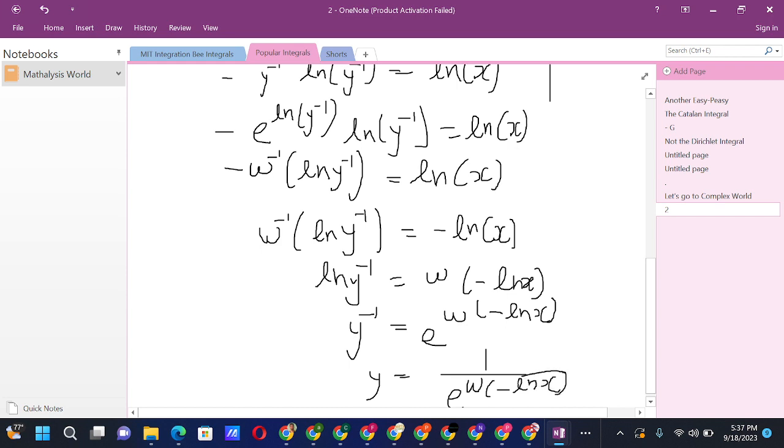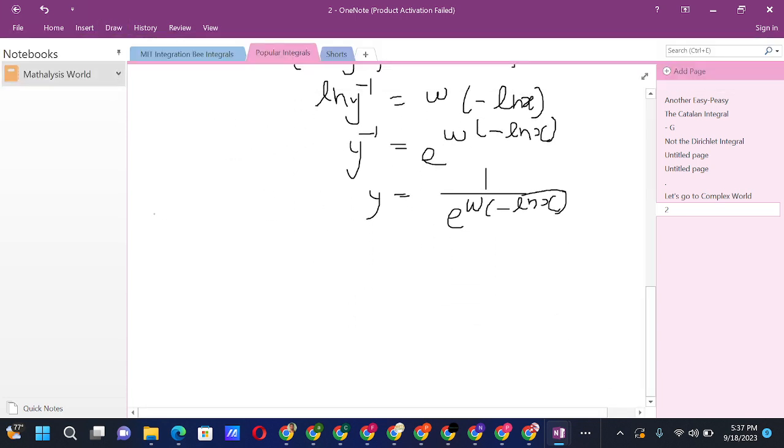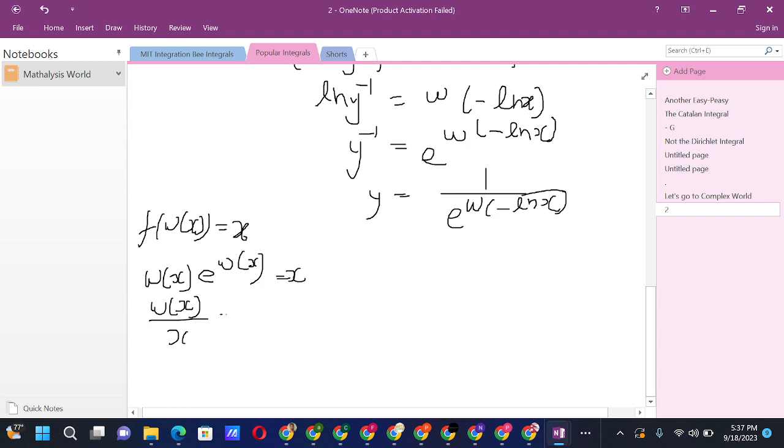Now to further simplify this expression, we will use the property that I already mentioned, that f of Lambert W function is just x. So f of x was x to the power x, so this will be W of x e to the power Lambert W of x, which is just x. So we get that Lambert W of x over x will be 1 by e to the power Lambert W of x.